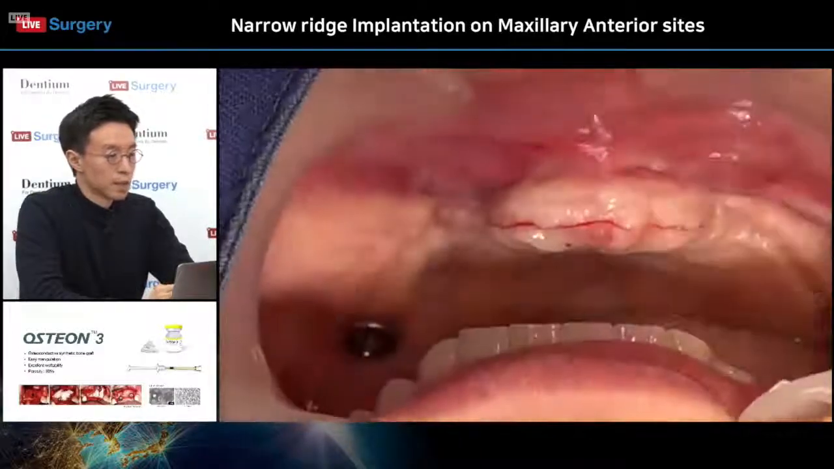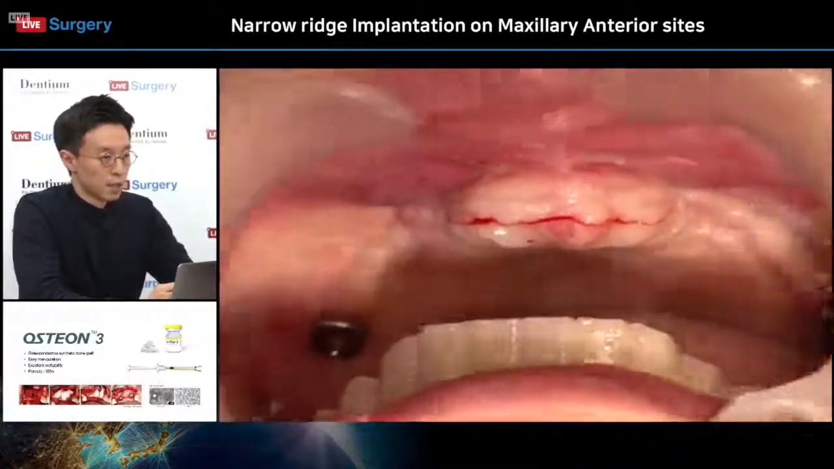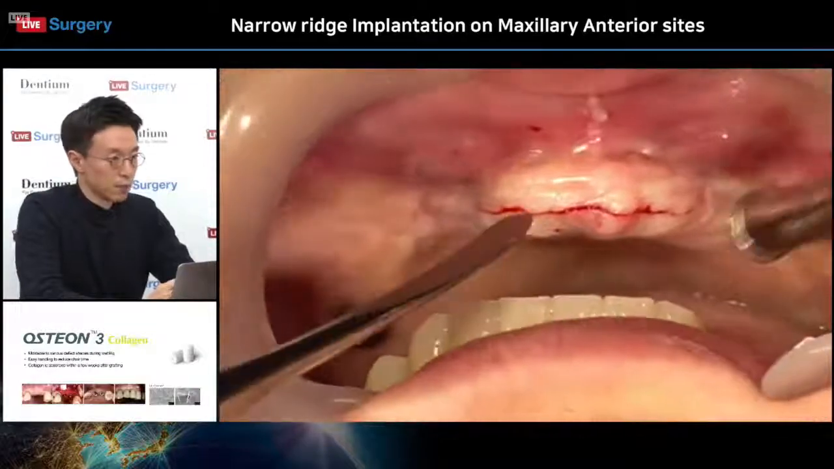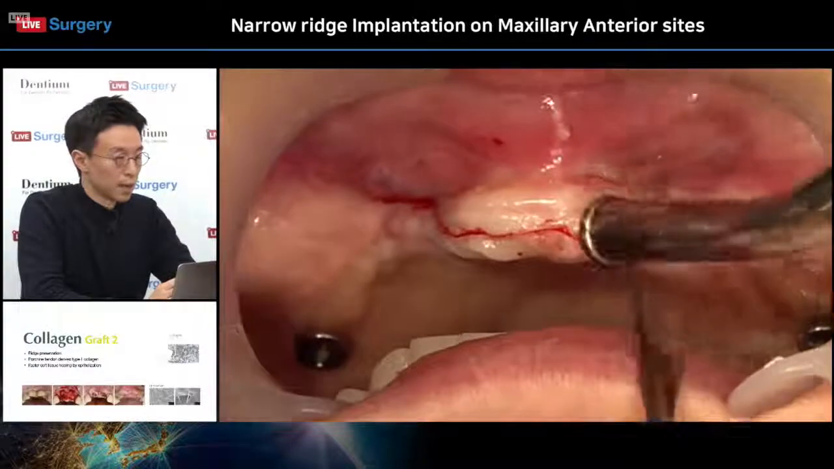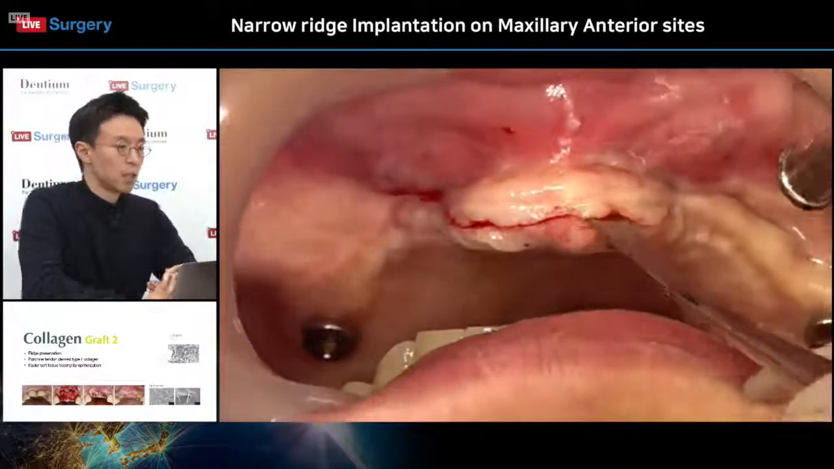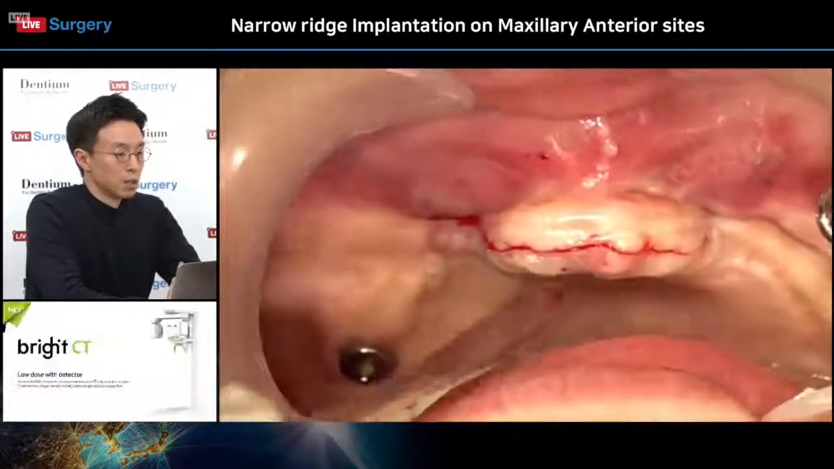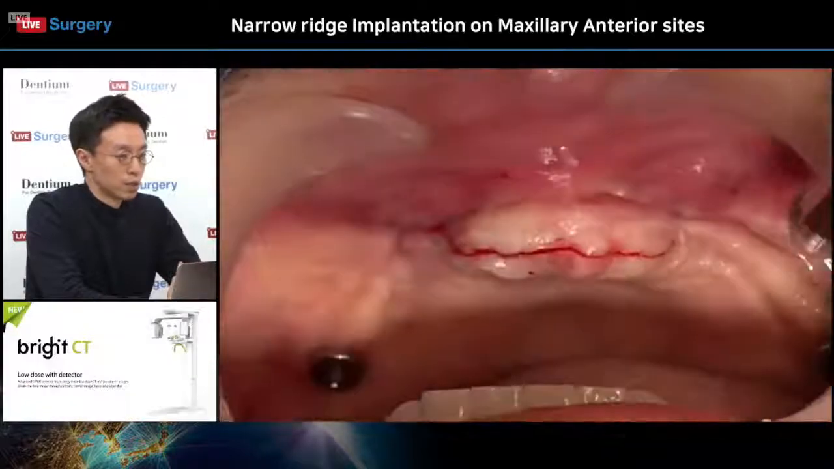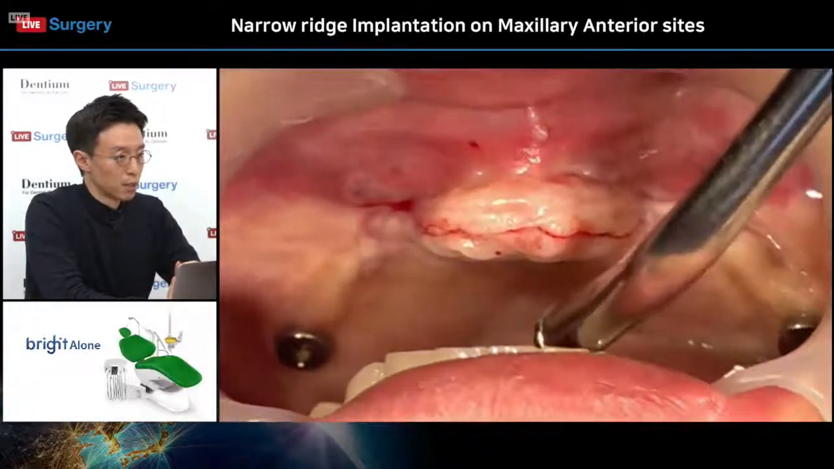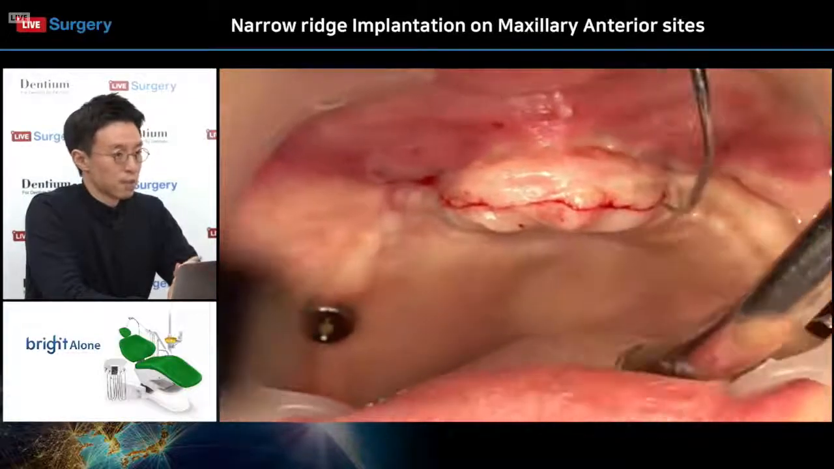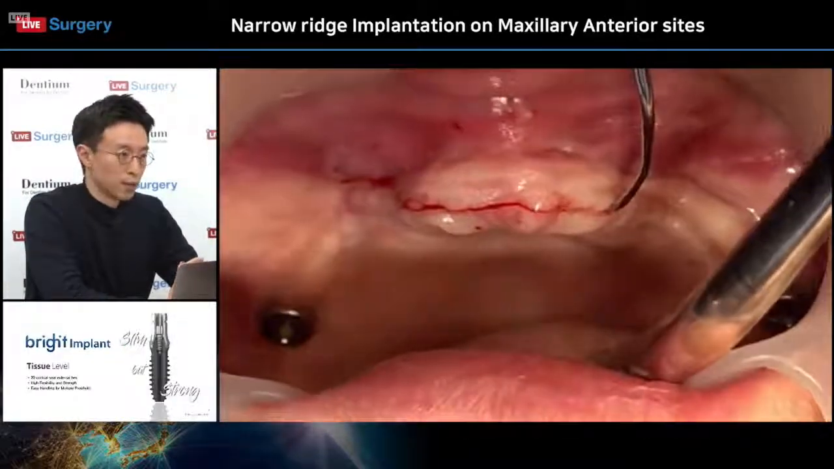He's making the crest incision at the operation site. As I mentioned before, we should avoid incising the papilla to prevent post-operative swelling and discomfort.